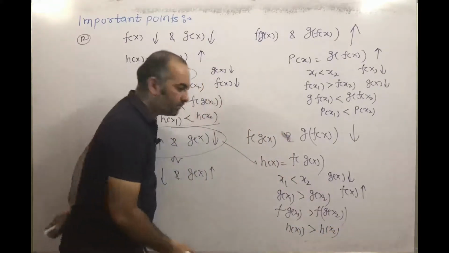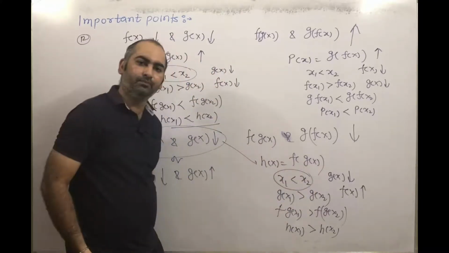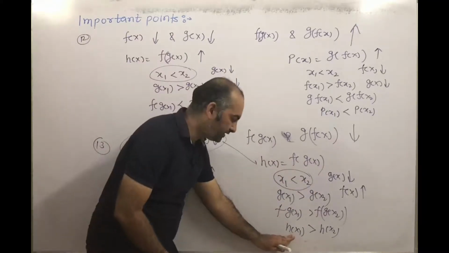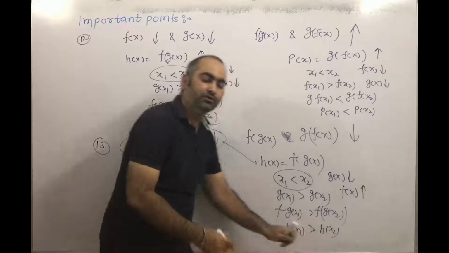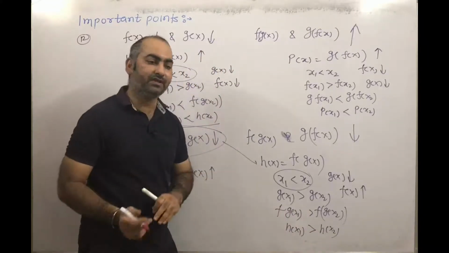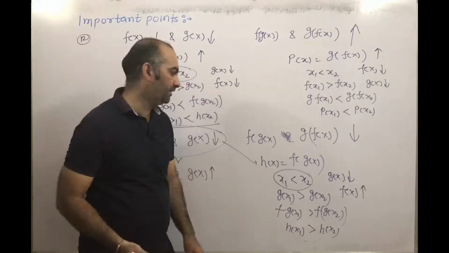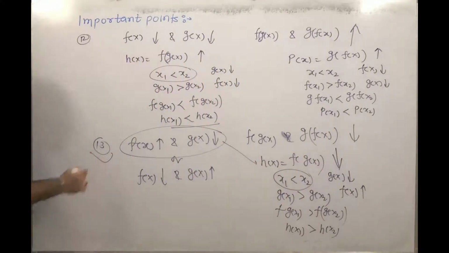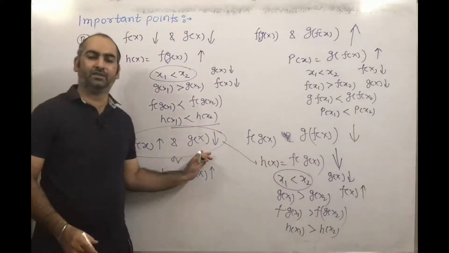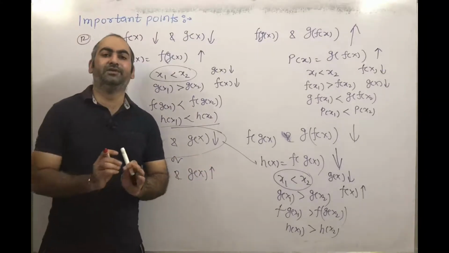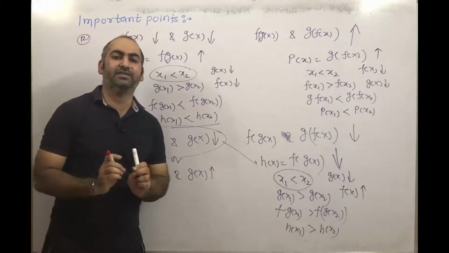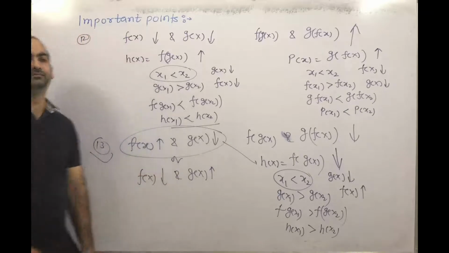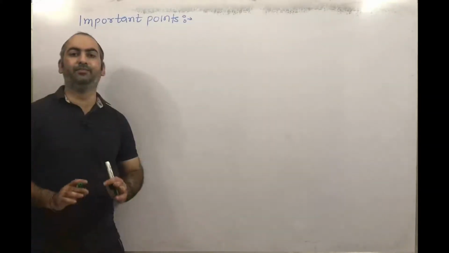So x1 is less than x2, but function value h of x1 is greater than h of x2. So if we increase the x value, the function value is decreasing. So we can say it is a decreasing function. So in this case, if one of the functions f of x and g of x is decreasing and one is increasing, then f of g of x will be decreasing.